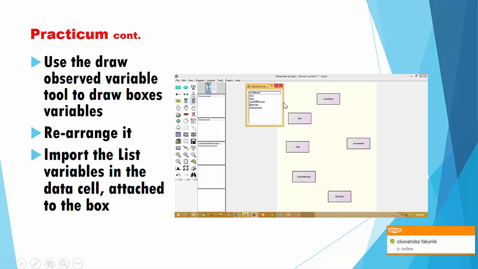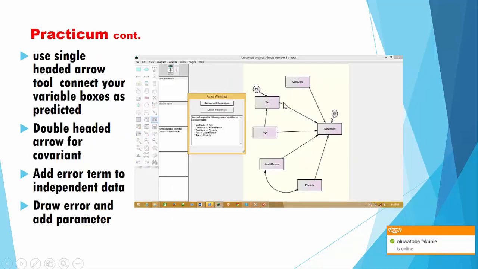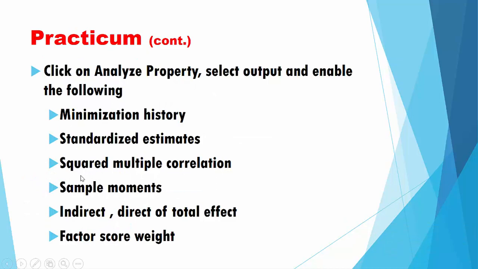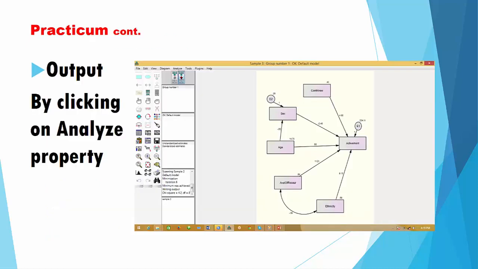On slide 19, click on Analyze Properties, select Output, and enable the following: minimization history, standardized estimate, squared multiple correlation, sample moment, indirect effect, total effect, factor score weight. Then we run the analysis by calculating the estimate.